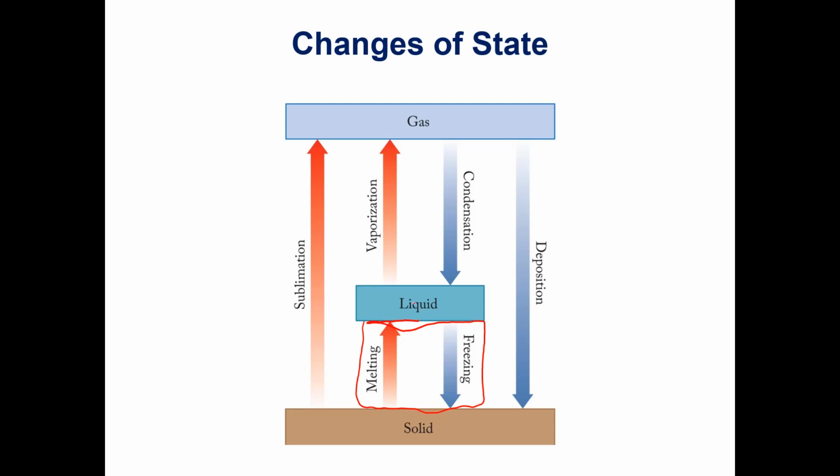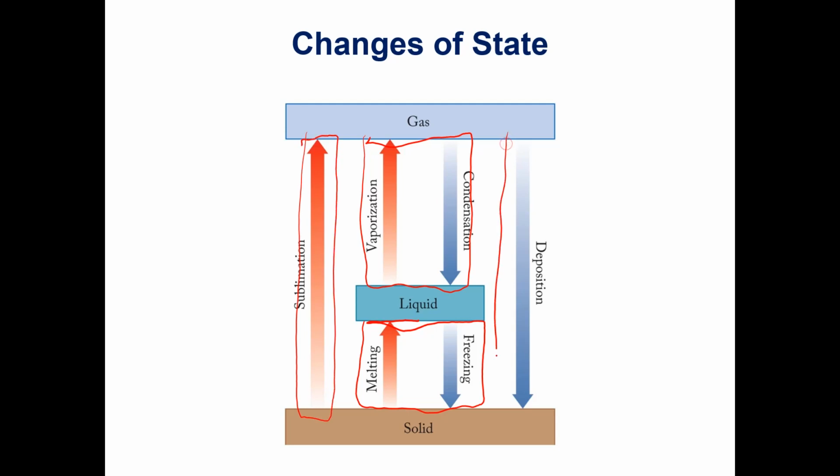The same thing happens going from a liquid to a gas. Going from a liquid to a gas is vaporization. Going in the opposite direction is condensation. So these two again are direct opposites of each other. And then finally we have going from a solid to a gas, or going back from a gas to a solid. These two again are exact opposites of each other. So we're going to talk a little bit about what happens with these phase changes.